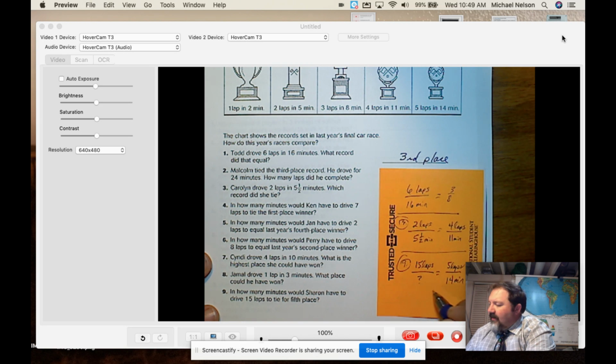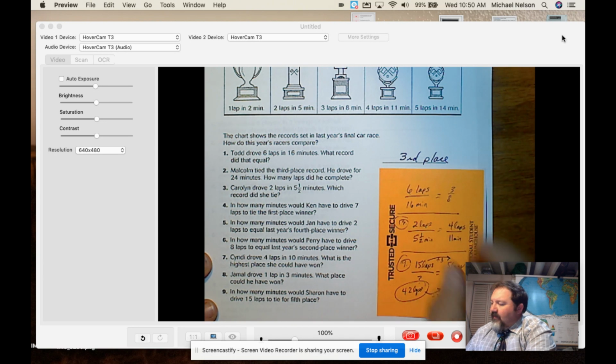And how many minutes would Sharon have to drive 15 laps to tie for fifth place? So if you're going to multiply or divide by 3 here, then you've divided by 3 here, right? You see how I compared 15 laps, 5 laps, 14 minutes. We don't know what to divide by, but if you go the other way, it was 5 to 15. This time it's 14 to another number by doing the exact same thing backwards, 14 times 3. Okay, and then you should get 42 laps for your answer there.